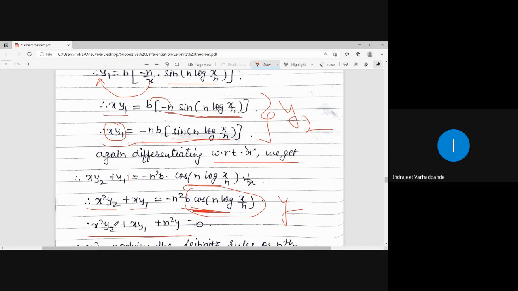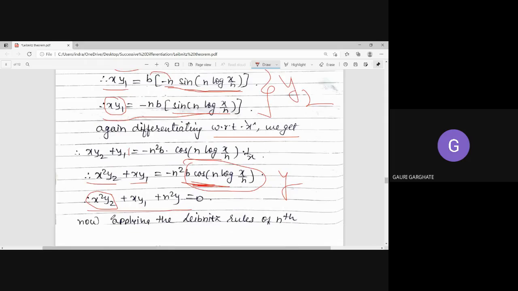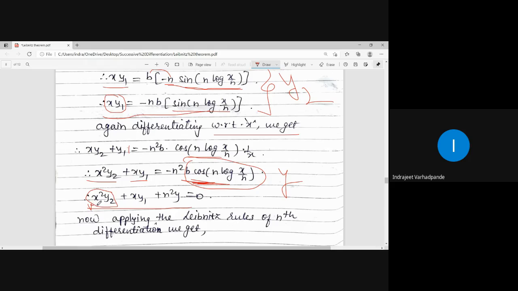Now what will be u and what will be v for this? As always, it has come like this. v will be x square and u will be y2. And for the second term, v will be x and u will be y1. I hope everybody has got this simplification.